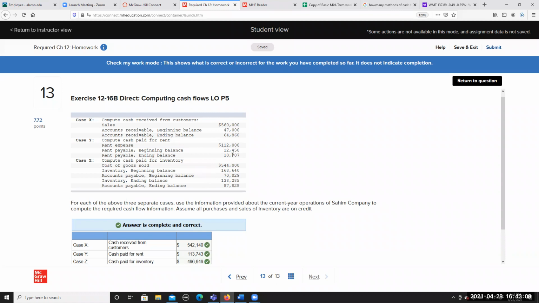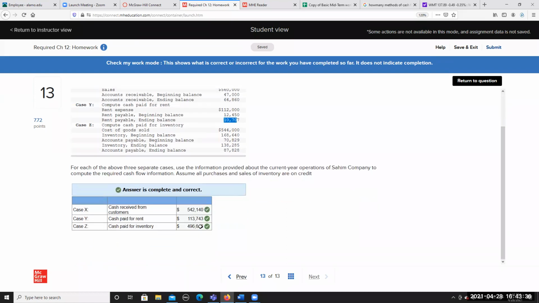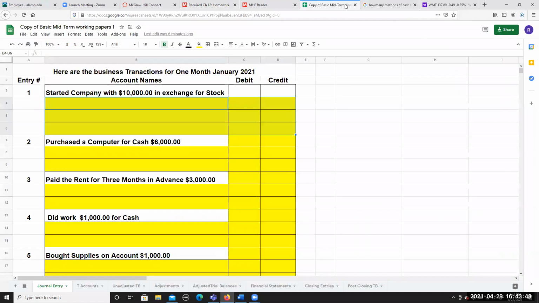Now, cash paid for the rent. The beginning balance of what you owe on the rent, plus your rent expense, minus your ending balance, will give you what you actually paid for the rent. And in this case, it's less what you owe at the end. So that couple $1,000 is added to it because your rent payable went down. Now, cash paid for inventory is a little harder. So let's see if I have it here.